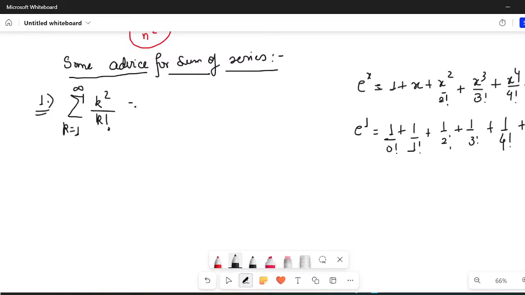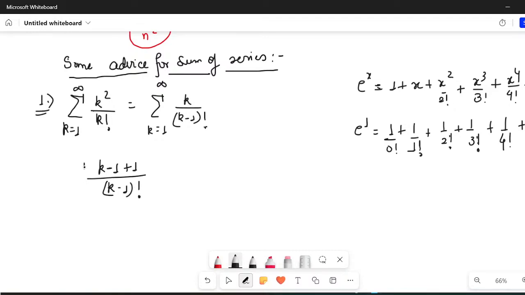So I will try to use this kind of structure, this factorial kind of thing. I'll take k here, extract k from k square and cancel k from k factorial. So this will give me k upon k minus 1 factorial. And instead of k, you can write k minus 1 plus 1 divided by k minus 1 factorial. And then you can write summation, k equals 1 to infinity, that is absolutely fine.